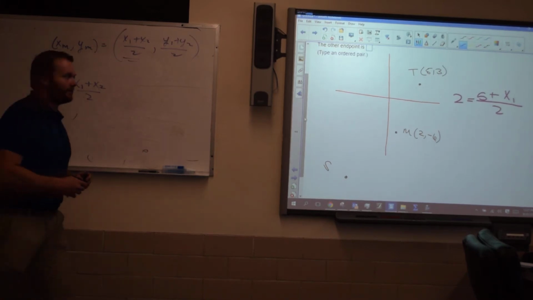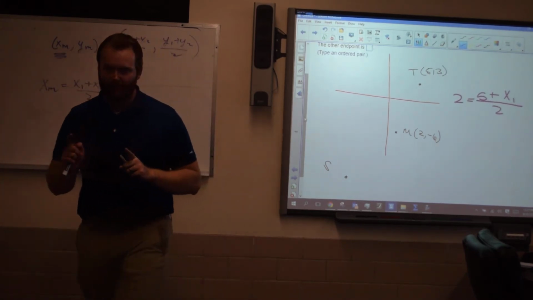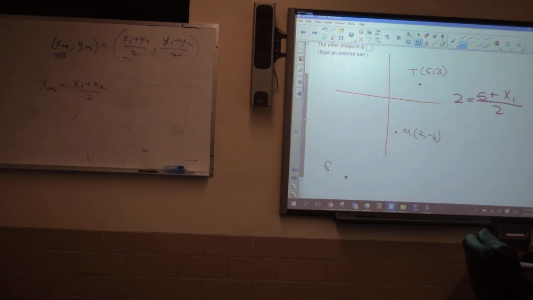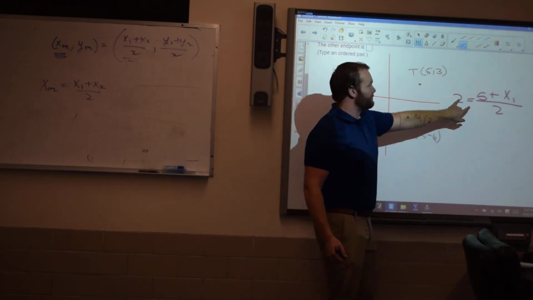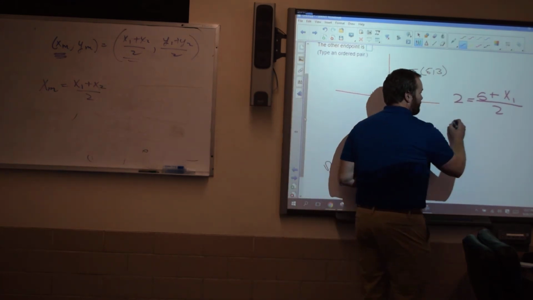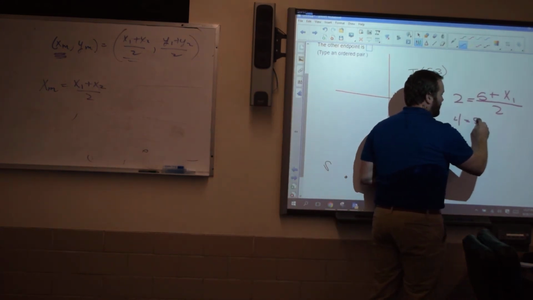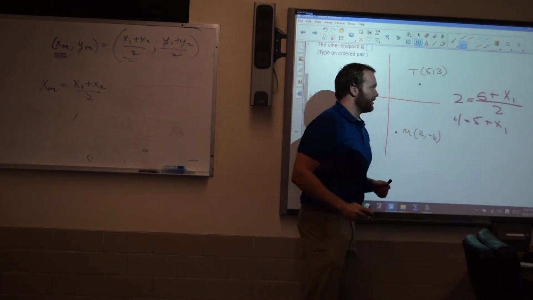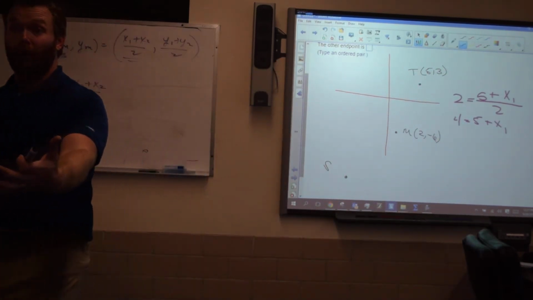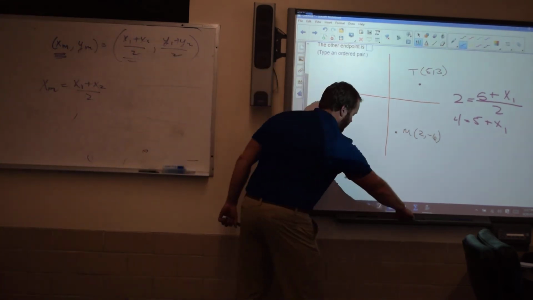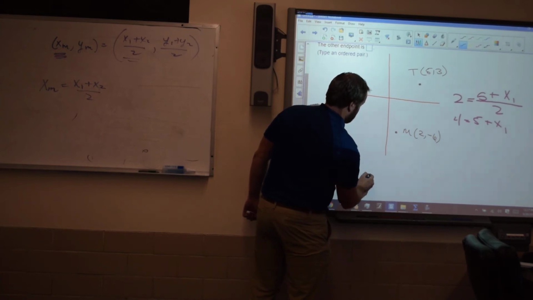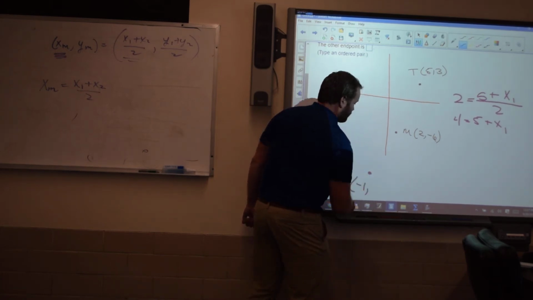So Cameron in his head is just figuring out what goes where, and then he's solving that in his head. I would be careful doing that. If you can do that, that's awesome. It probably tells me you can do it by hand, because when I start giving you fractions and maybe radicals, it's a lot more difficult to do that in your head. But you're saying that this needs to be 4, so when I multiply both sides by 2, I get 4 is equal to 5 plus x sub 1. And you're saying x sub 1 then has to be negative 1 for that to occur, right? Is everybody okay with that? So x sub 1, for this point, needs to be negative 1.